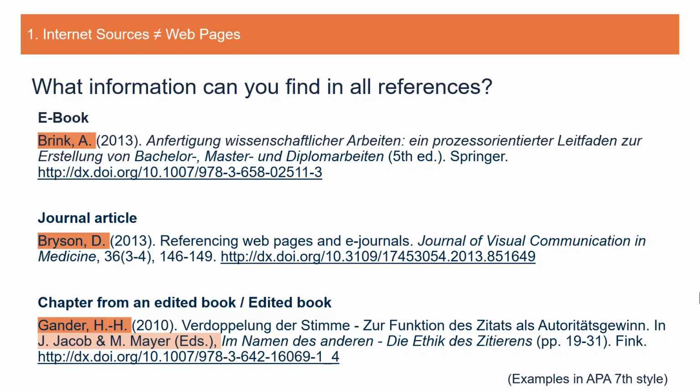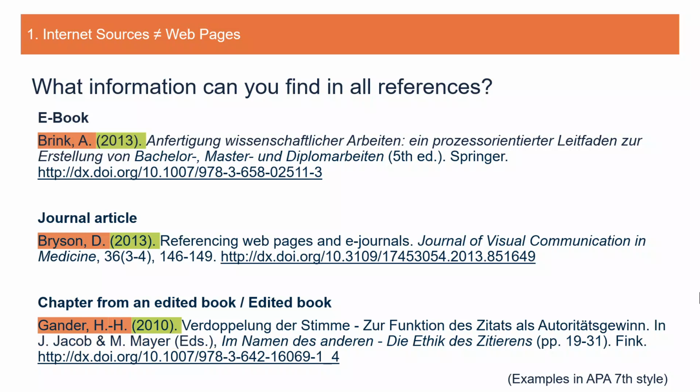In the third example, we have not just Gander HH, but also J. Jacob and M. Meyer, and here we have the addition in brackets EDS, which stands for editors, which means they didn't write this article, they collected different articles and then kind of made a book out of this. So in this case, they are not the authors, so for now we are going to ignore the editors and just continue.